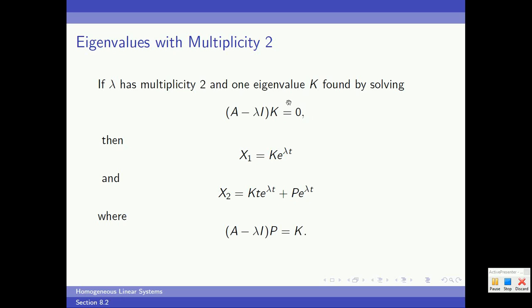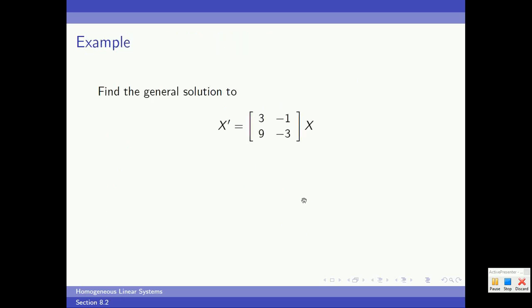So again, I find my eigenvector just like I always do. That gives me one solution. Then I set up the second system. I already know what k is. I don't know what p is. I need to find p. So I find p, and then my second solution is what my original k was, times t e to the lambda t, plus my new vector p e to the lambda t. Okay, so let's do this with the example.